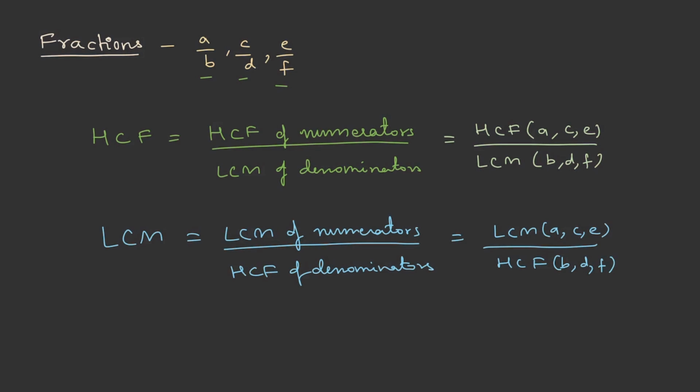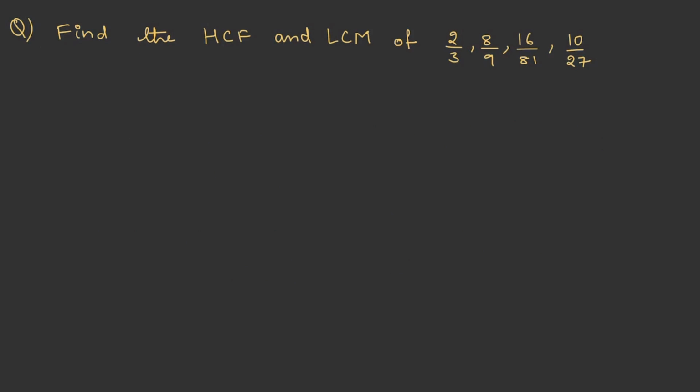Let's take one example to understand this. Find the HCF and LCM of 2 by 3, 8 by 9, 16 by 18 and 10 by 27. Let's find the LCM first. We already know the formula for the LCM is the LCM of the numerators, that is the LCM of 2, 8, 16 and 10, upon the HCF of the denominators, that is 3, 9, 81 and 27.